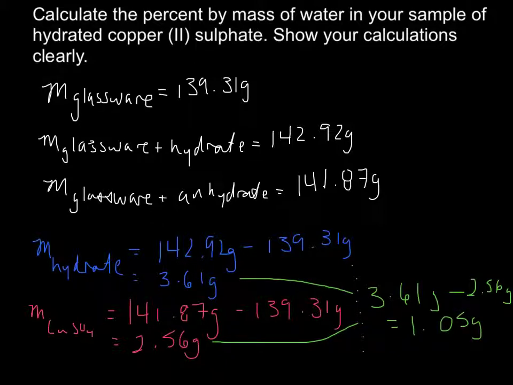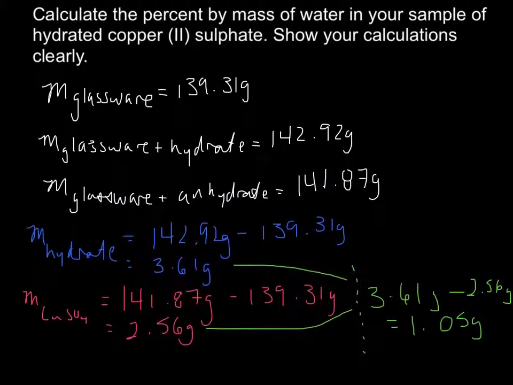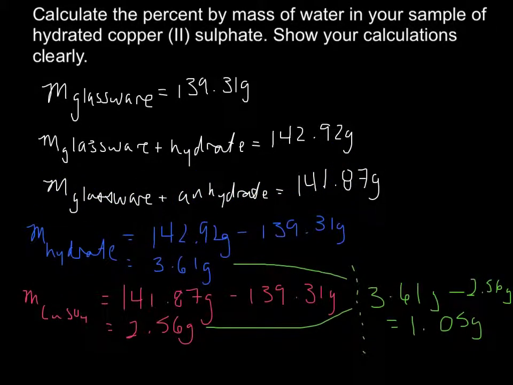So we've now got some numbers. We've got the mass of our hydrate, mass of our anhydrate, the mass of the water. But the question asks us to figure out the percent mass of water in your sample of hydrated copper 2 sulfate. So what we do now is we take our mass of water, and if I was working on a sheet of paper, I would work down ideally, but I'm not going to be able to do that, so let's just do this off to the side here.